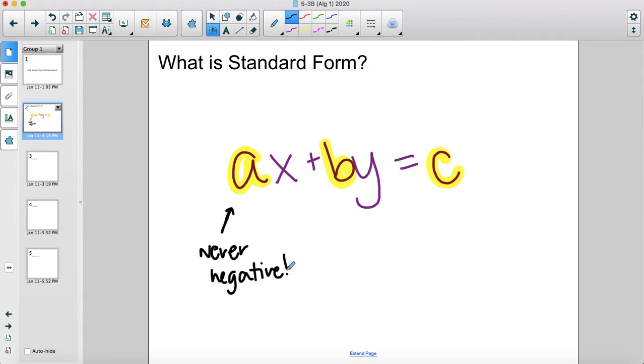Okay, so that's something we're going to be seeing today and having to change to make sure that this a value, which is the value that's with the x, is positive. So the x always has to come before the y. And then just another thing to note is there can never be fractions. As 8th graders, we are not going to see any that have fractions, but as you get older, you will. So we don't necessarily have to worry about this never fractions piece, but when you get older, you definitely will. The thing that we're focusing on is this a value can never be negative.